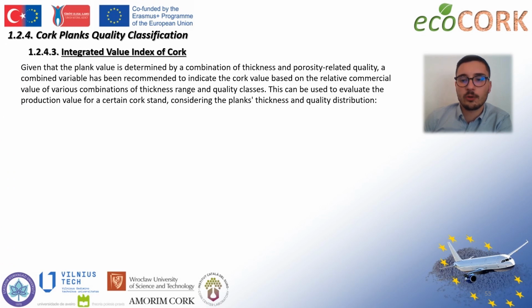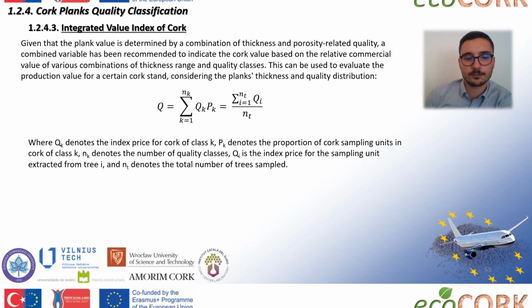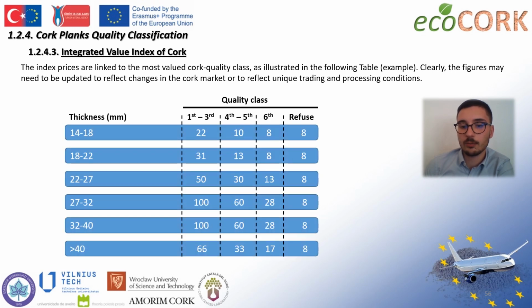Since the plank value is based on both the thickness and the quality of the porosity, it has been suggested that a combined variable be used to show the cork value based on the relative commercial value of different thickness ranges in quality classes. This can be used to figure out how much a certain cork stand is worth, taking into account the thickness and the quality of the planks. This is called the integrated value index of cork. The prices are based on the most valuable class of cork quality, as shown in the table below, just as an example. Clearly, the numbers may need to be updated to reflect changes in the cork market or special trading and processing conditions.